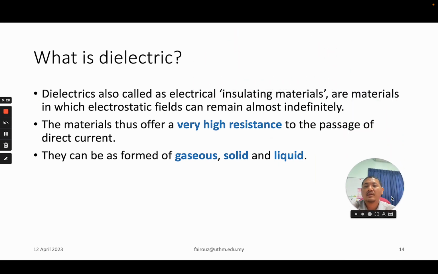So again, dielectric is also called electrical insulating material, in which an electric field can remain almost indefinitely. The materials thus offer a very high resistance to the passage of direct current. So basically, dielectric or insulation materials try to resist or avoid electric current flowing inside the insulation materials, right? And it says here, it can be in the form of gas, solid or liquid.